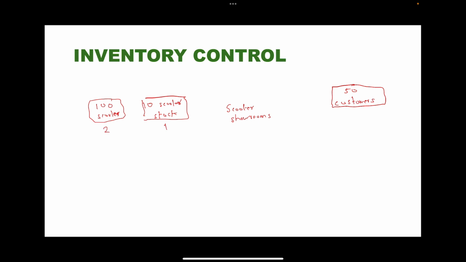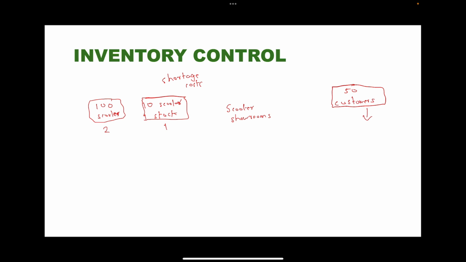In case you have a low inventory of only 10 scooters, that means you are not able to meet the demand of the customers. This can affect the goodwill of the company. That means the customers may go to other showrooms for purchasing it. So that means you are incurring some cost. Let us call it shortage cost. So that is a lost sale. You are not able to sell that. And also you are losing the goodwill of the company or the store.